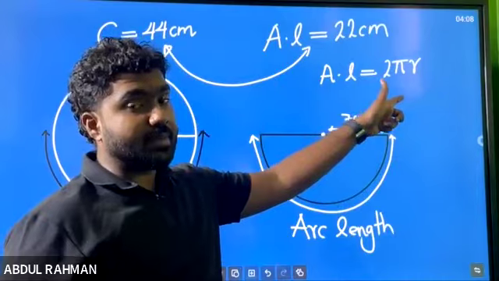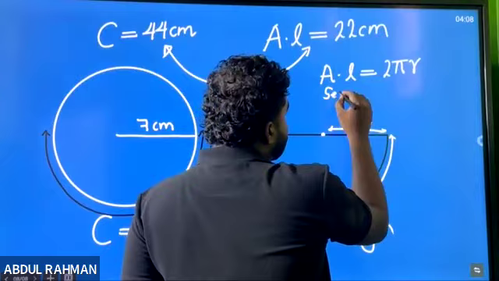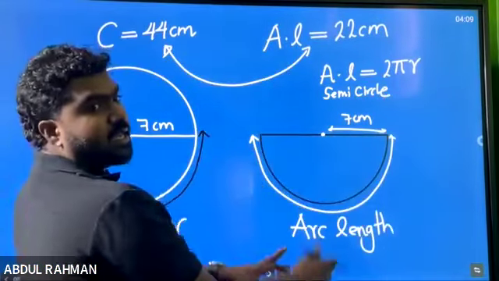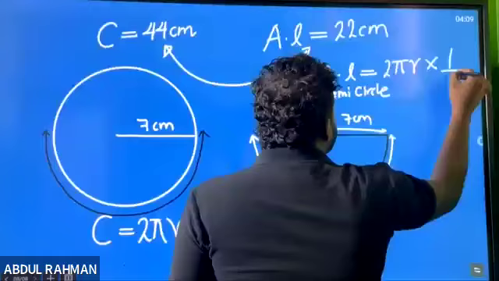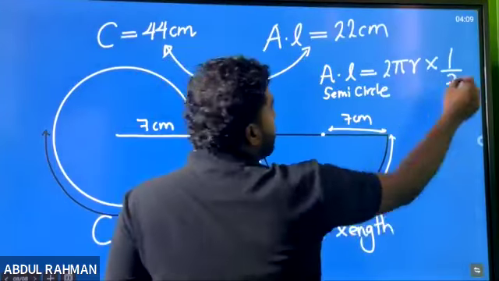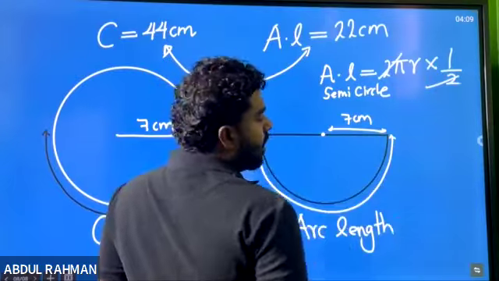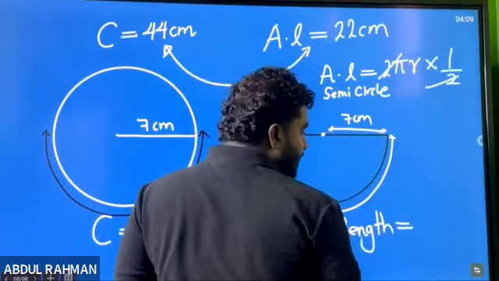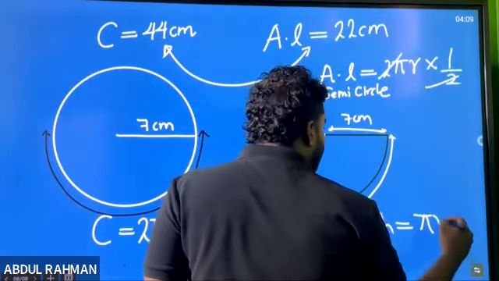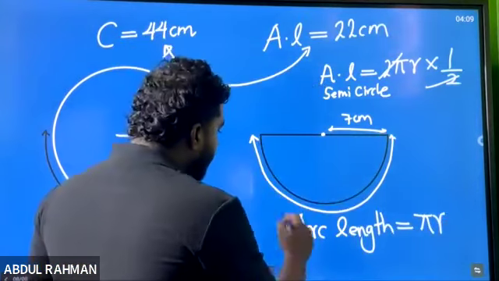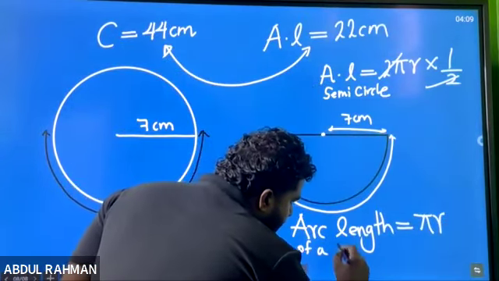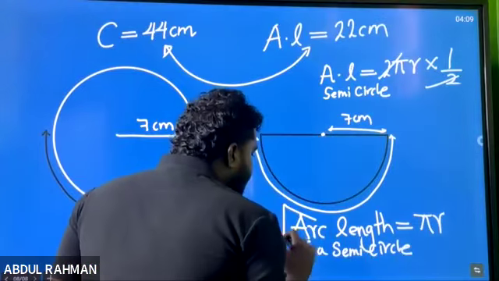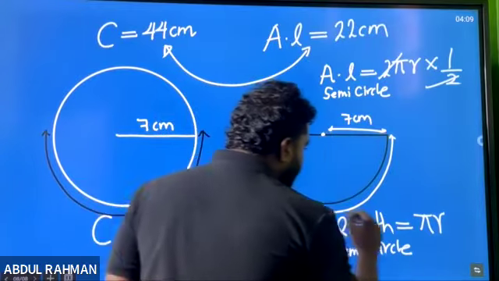But I need to find the arc length of a semicircle. Semicircle is actually half of the circle. I multiply this by half. When I multiply this by half, 2 and 2 get cancelled off. What is the arc length of a semicircle? The arc length of a semicircle is equal to pi r. What is the equation? Pi r is the equation.